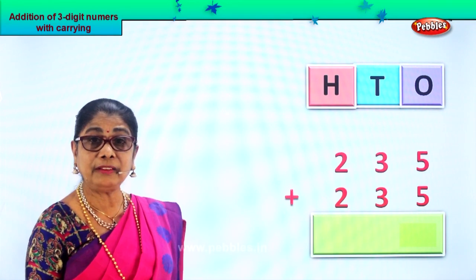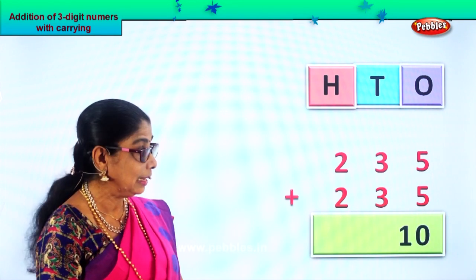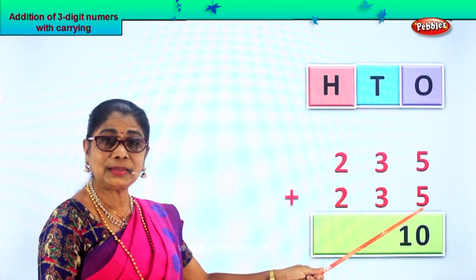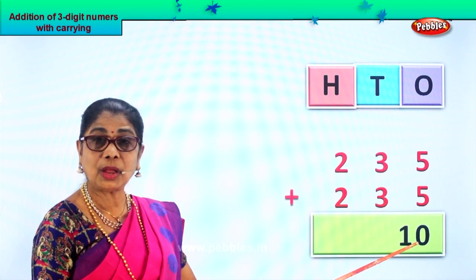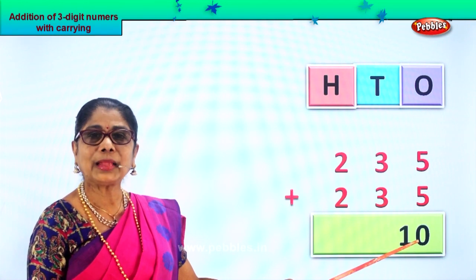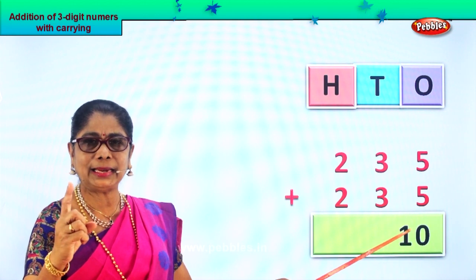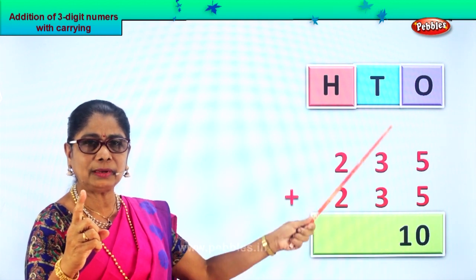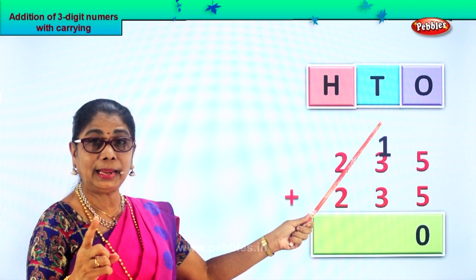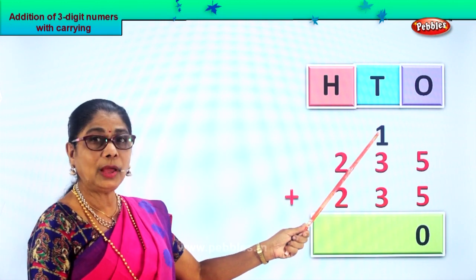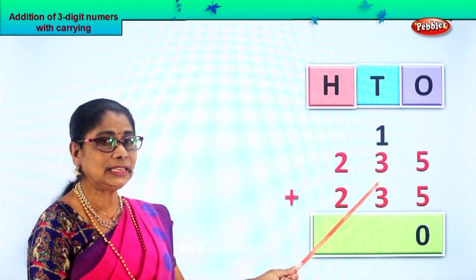Five plus five make ten. So we put down ten. Five ones plus five ones make ten ones. What is ten ones? Ten ones is equal to 1 ten. So we leave the zero here, we write 1 in the tens place. So we bring up that 1. Now we have 1 ten plus 3 tens plus 3 tens.